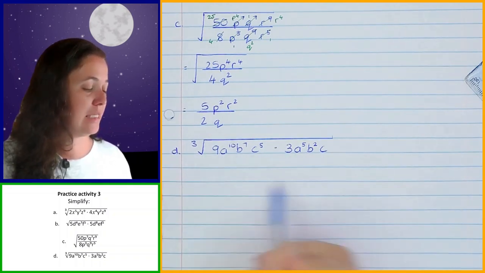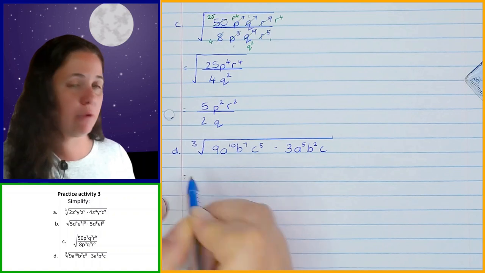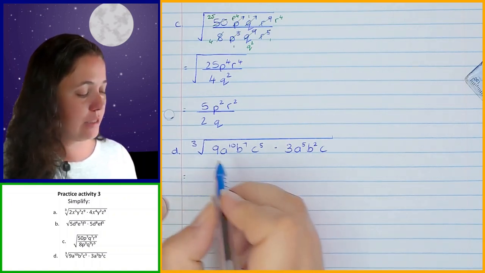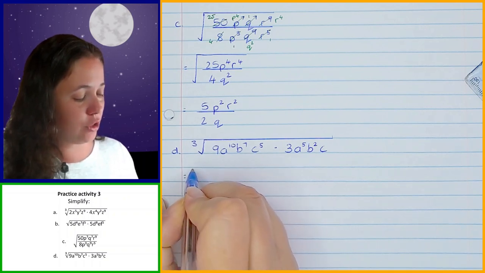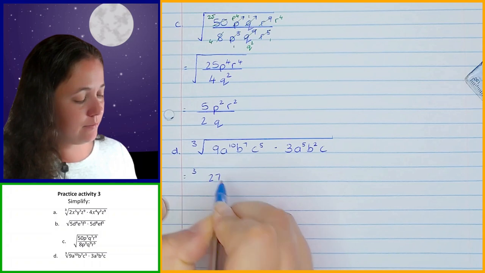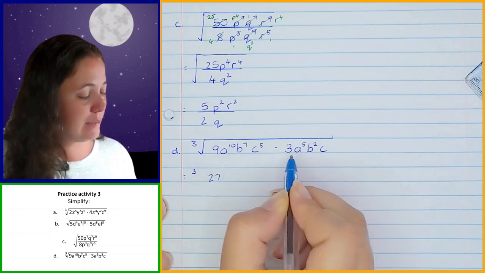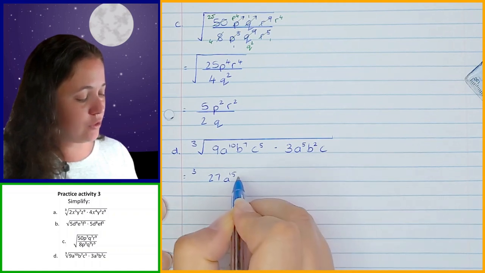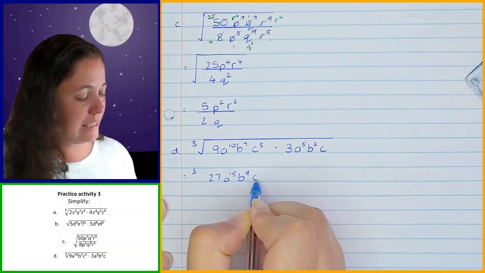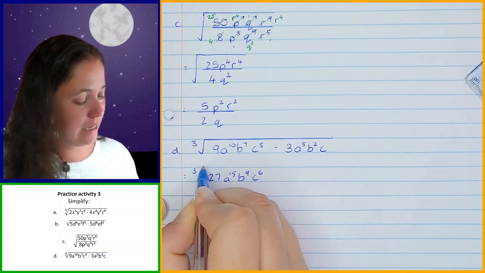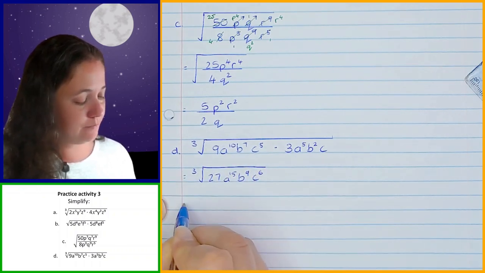And then question D is this one over here. This time we're finding the cube root. So again, I'm going to multiply the things together inside the bracket. So I've got the cube root of 9 times 3 is 27. A to the power of 10 times A to the power of 5 is A to the power of 15. B to the power of 7 times B to the power of 2 is B to the power of 9. And C to the power of 5 times C to the power of 1 is C to the power of 6. So I'm finding the cube root of all of that.